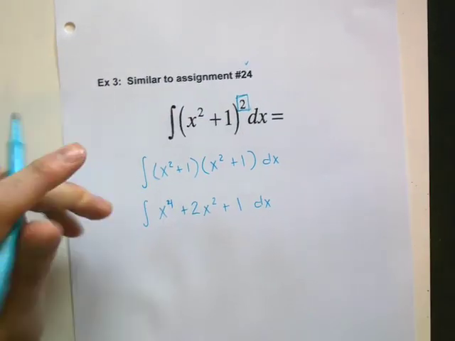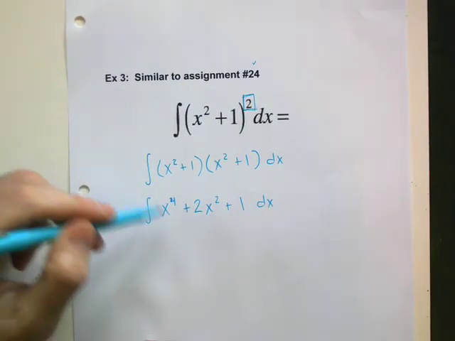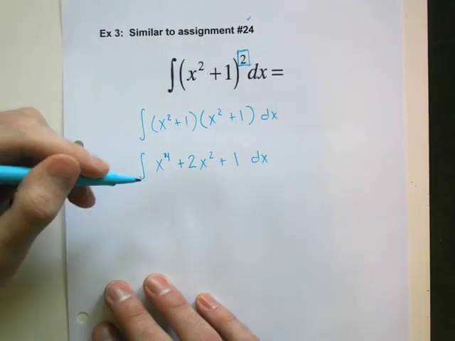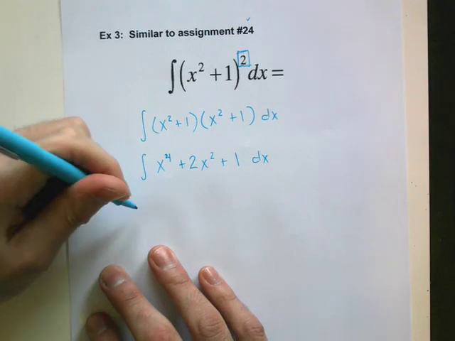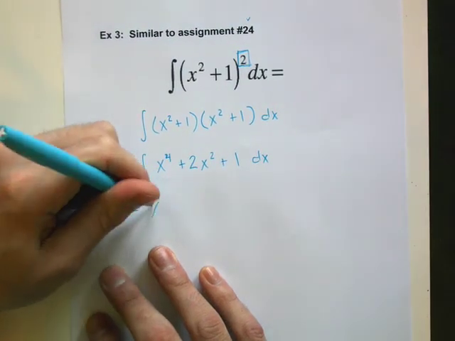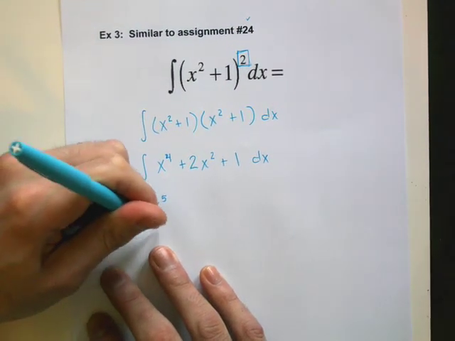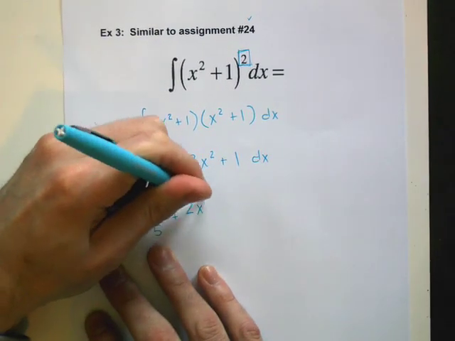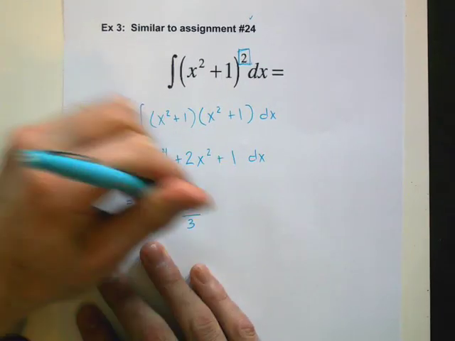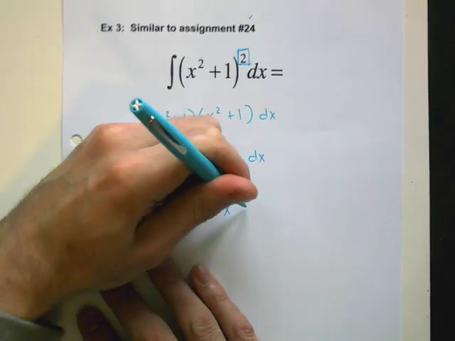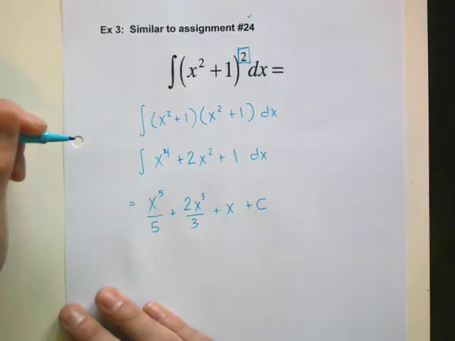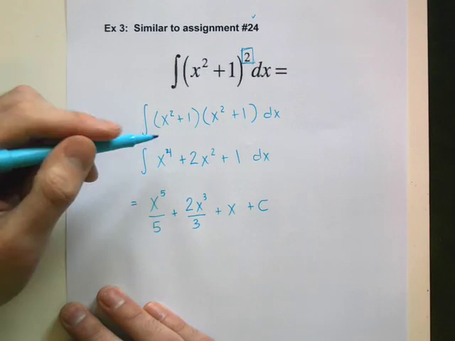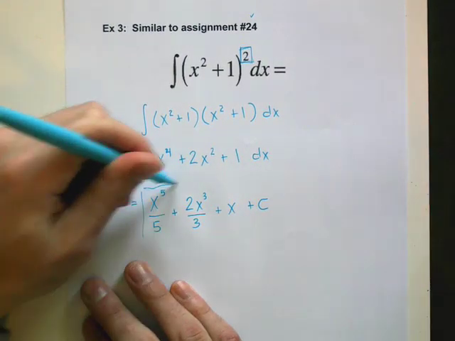Okay, so now this should look really familiar because we've done a bunch of these over the last day and a half. Now we can take the antiderivative of this. So this is going to be x to the 5th over 5. This is going to be 2x to the 3rd over 3. This is going to be x, and then we're going to have a constant at the end. There's nothing I can divide out. There's no negative exponents. I'm done.